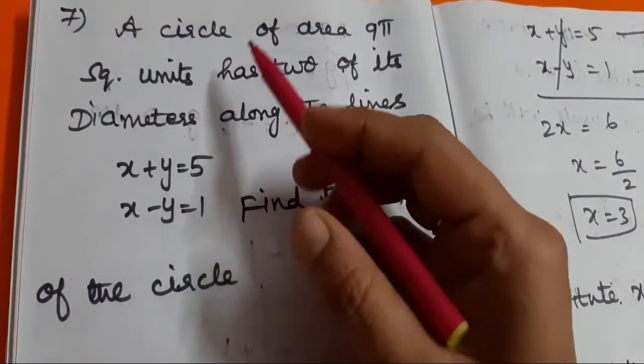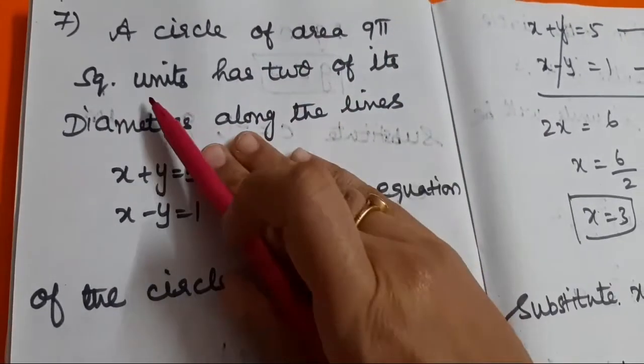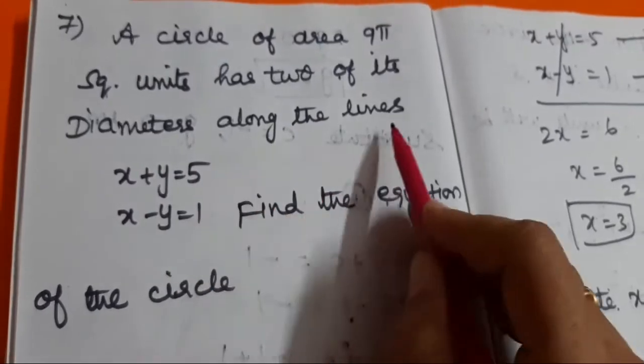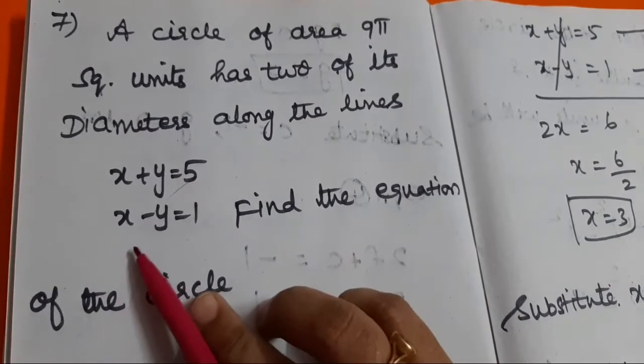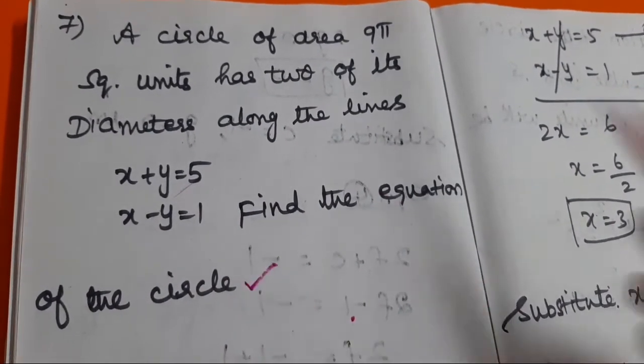Now the seventh problem is: a circle of area 9 pi square units has two of its diameters along the lines x plus y is equal to 5, x minus y is equal to 1. Find the equation of the circle.